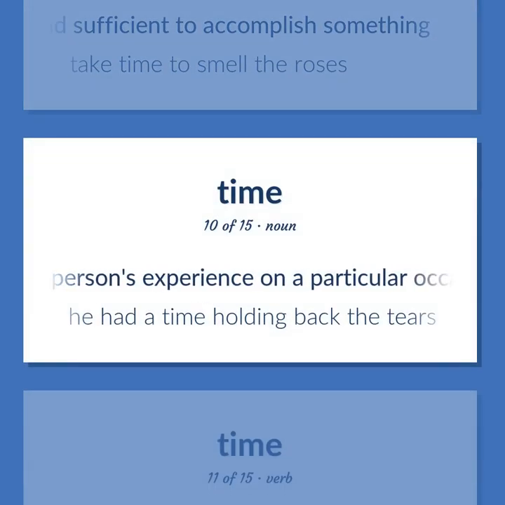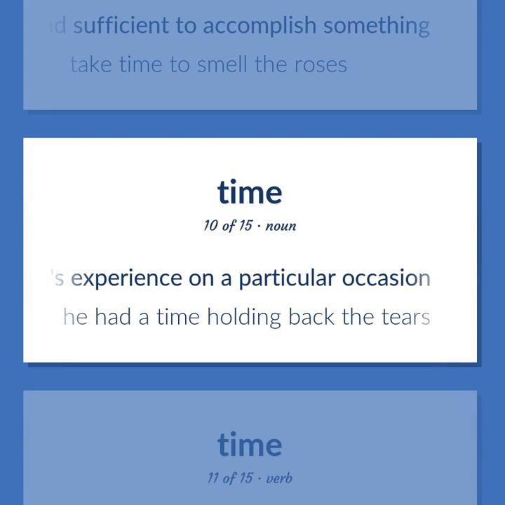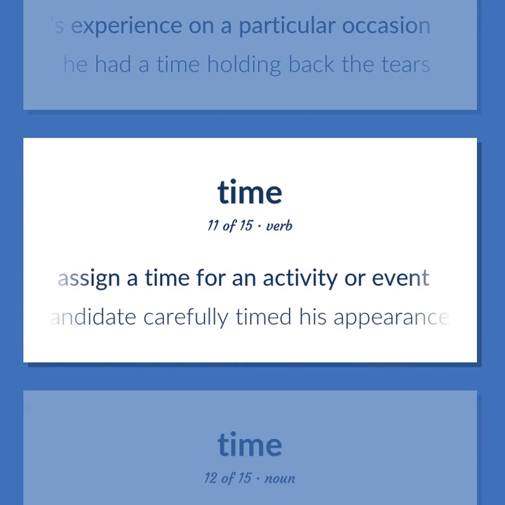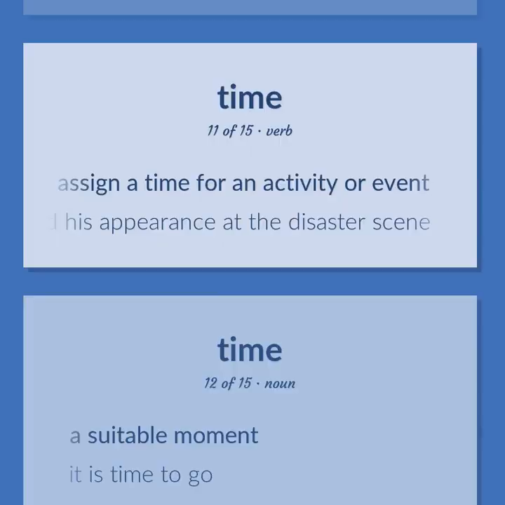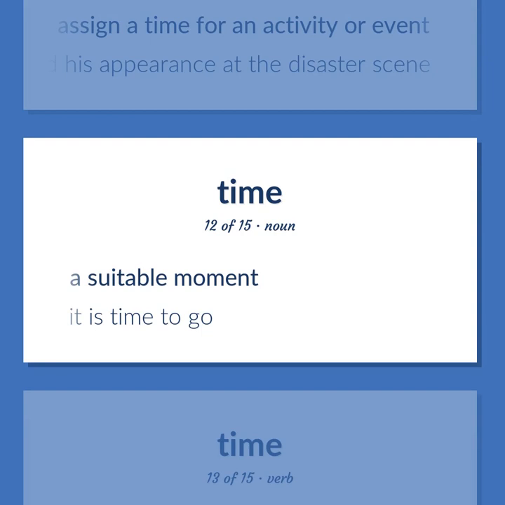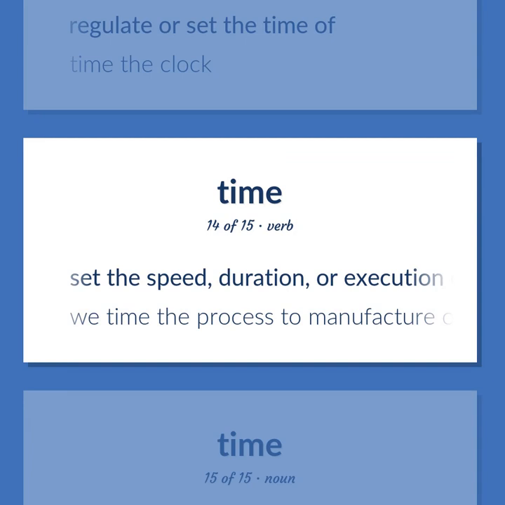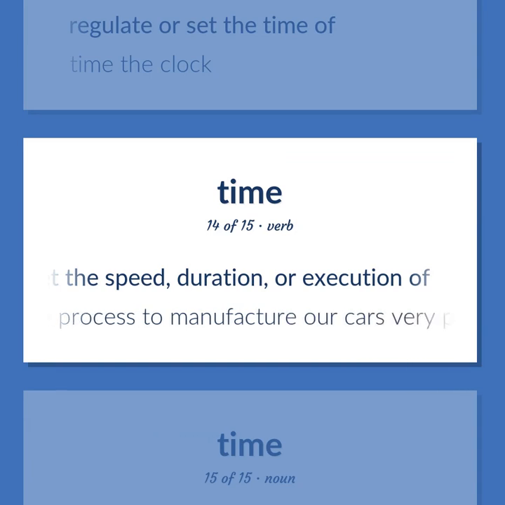A person's experience on a particular occasion. He had a time holding back the tears. Assign a time for an activity or event. The candidate carefully timed his appearance at the disaster scene. A suitable moment. It is time to go. Regulate or set the time of. Time the clock. Set the speed, duration, or execution of. We time the process to manufacture our cars very precisely.